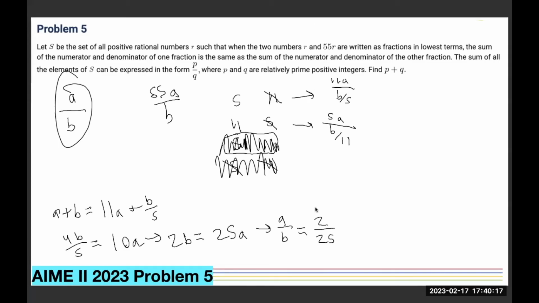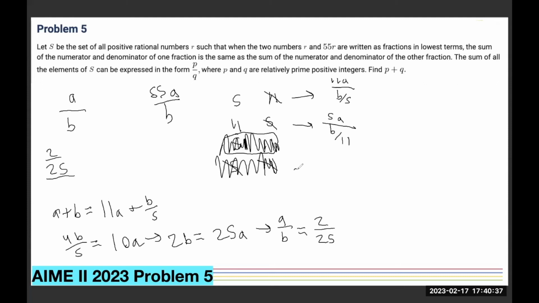So this has to be true: A equals 2 and B equals 25. That's our only number that we can add to our list of elements. So we're adding that to our list, 2 over 25. That's a solution. And let's solve the other equation.